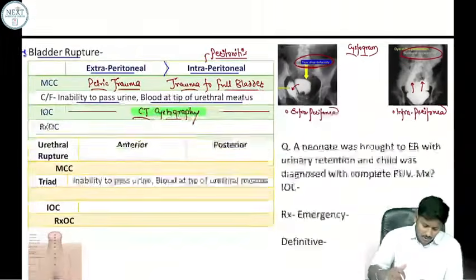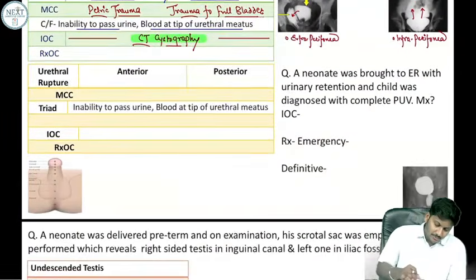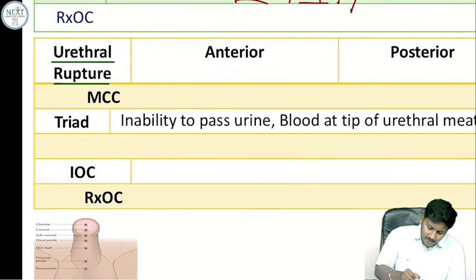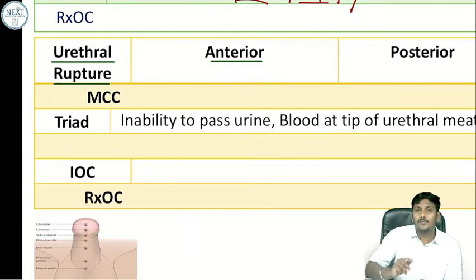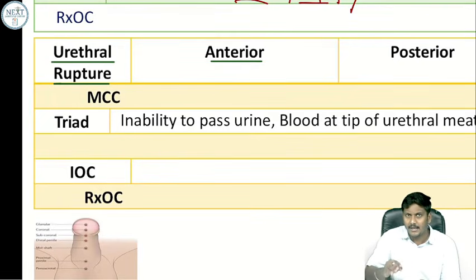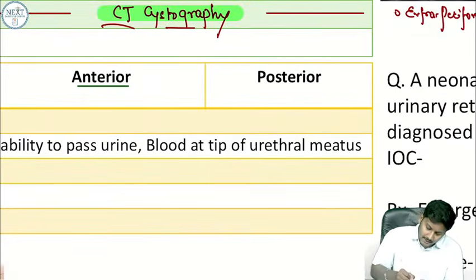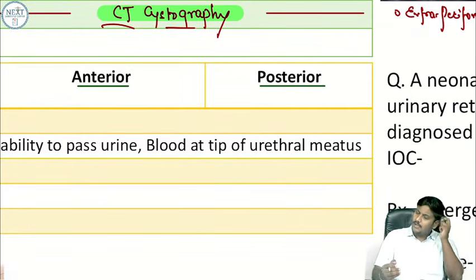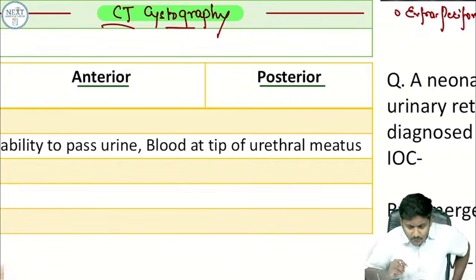Clear? Next important, beta, is the case of urethral rupture. Now when I talk about urethral rupture, we know the male urethra is divided into two parts, beta: the anterior urethra, which is made up of the penile and the bulbar urethra, and second, the posterior urethra. The posterior urethra has two parts, the membranous and the prostatic urethra.